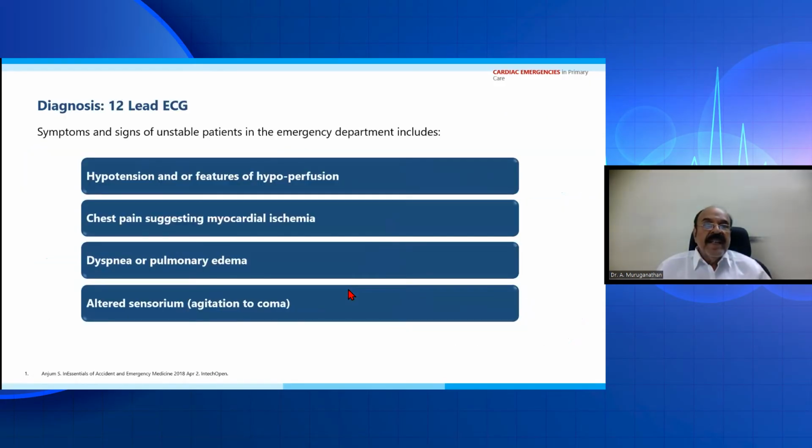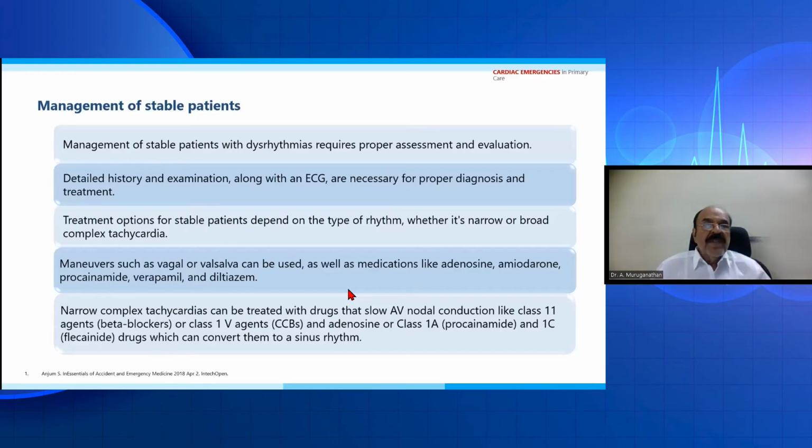Then 12-lead ECG. You can see symptoms and signs of unstable patients in the emergency department: maybe hypotension, features of hypoperfusion, chest pain suggesting myocardial ischemia, dyspnea, pulmonary edema, altered sensorium, sometimes agitation to coma. So management of stable patients: proper assessment, evaluation, detailed history, exam, ECG.